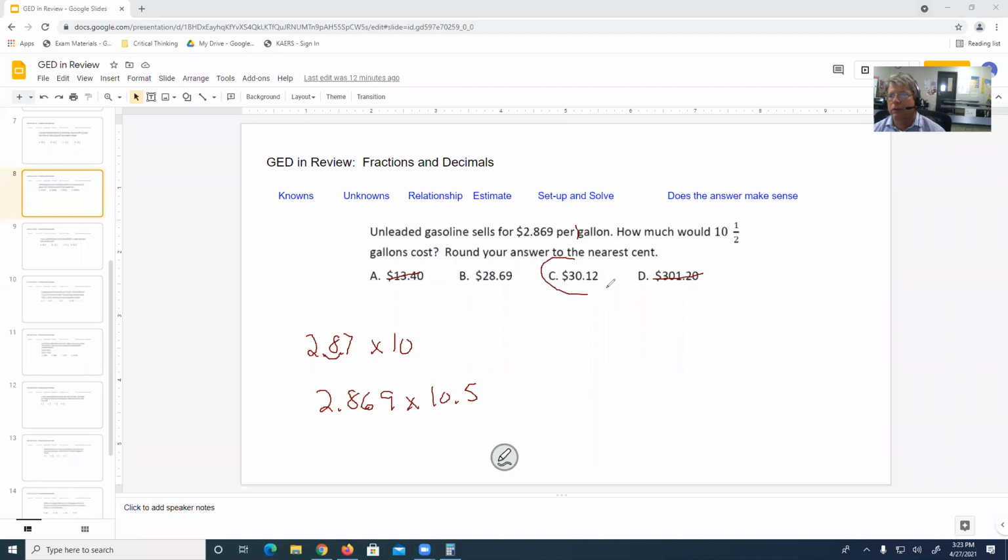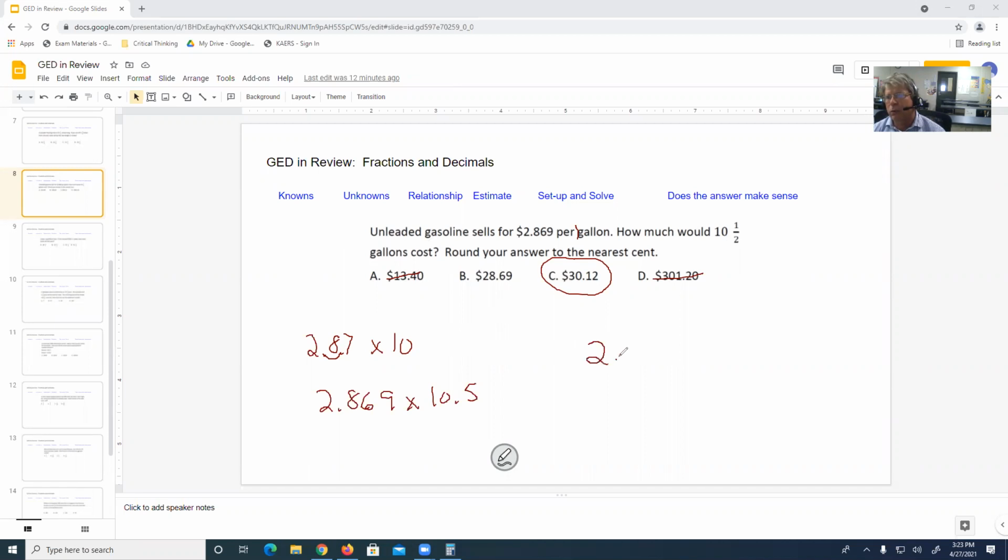So $30.12. So again, the knowns, and since I drive a car, I'm kind of familiar with the price per gallon and the number of gallons. That relationship would be a multiplication problem, and then we can kind of work from there. Now, if you're not really good with recognizing some of the relationships, there is what's called a proportion.